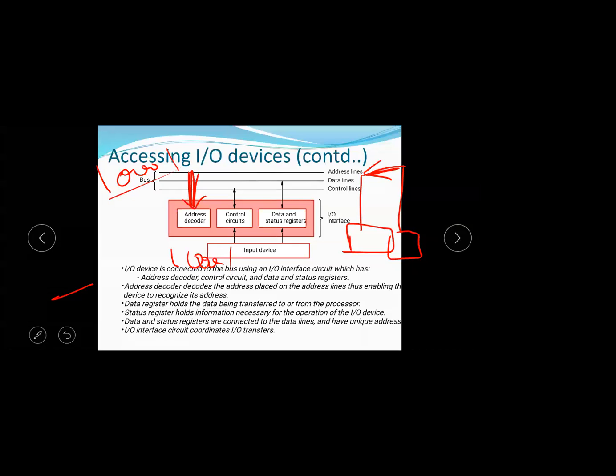And that address is transmitted to all the device address decoders. AD means address decoder. The address is transferred to the address decoder of all the devices. And what does that address decoder do? The address sent by the processor and the device address are both compared.